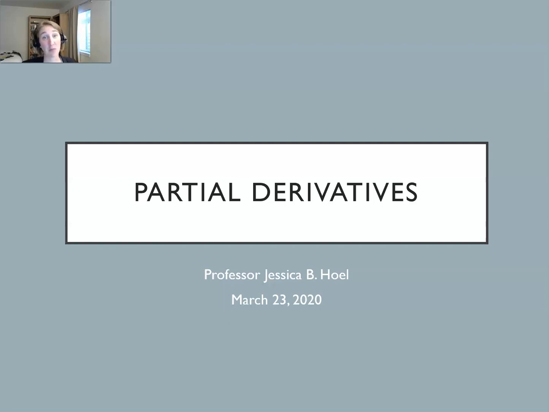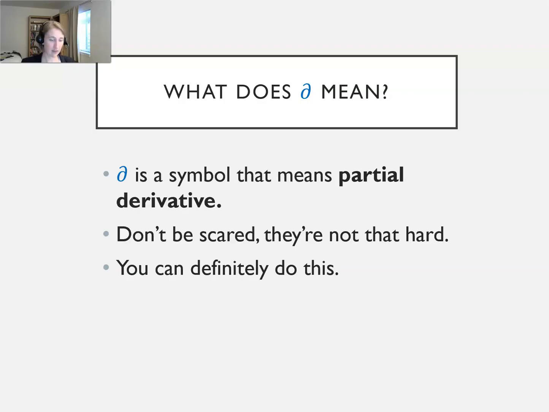Okay, so before we can get into elasticity with calculus, I need to teach you one thing about a calculus tool that you may not have seen before, and that's called a partial derivative. The first thing I need you to know is what that symbol means. This swirly D right here is the symbol for a partial derivative. But don't worry, partial derivatives are actually quite easy, and I know that you can do this.